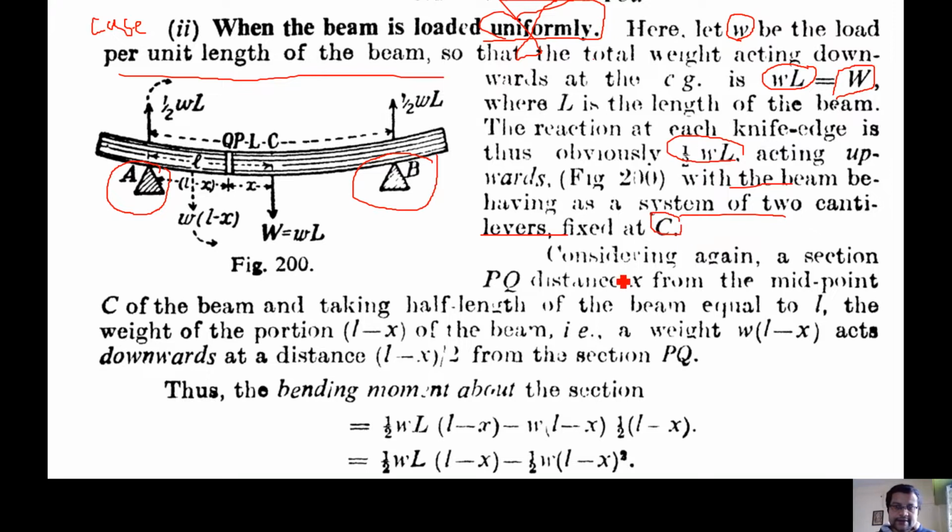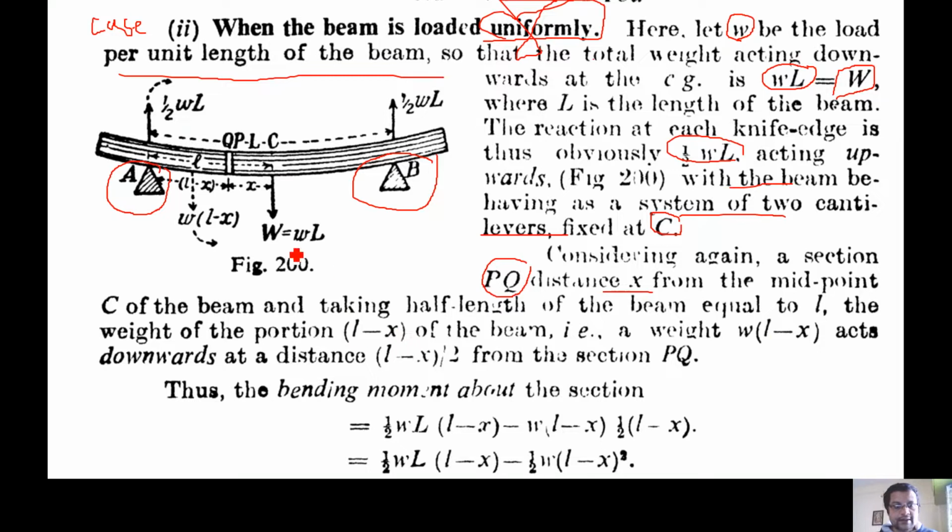So consider again, similarly to what we derived in earlier derivations about the bending moments, a small uniform cross section PQ, placed at a certain distance X from the center of this particular beam. That's the similar thing we need to consider over here.